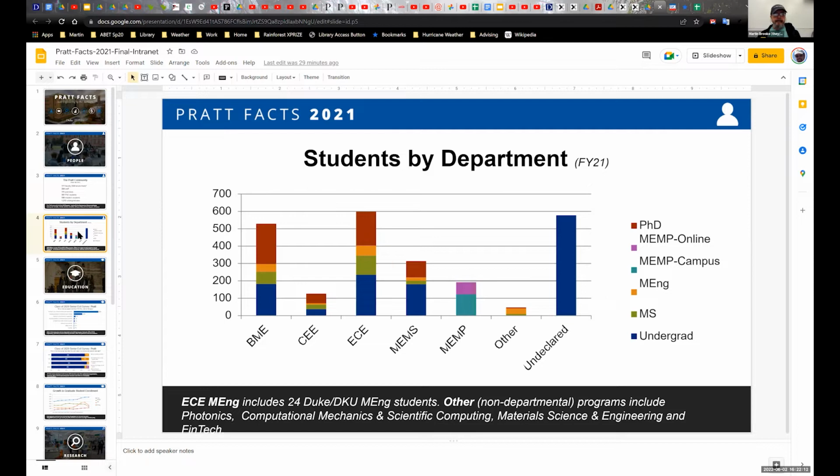The students by department, you can see my department, Electrical and Computer Engineering, is relatively large. BME, Biomedical Engineering, is the next largest department. Mechanical Engineering is next, and then Civil and Environmental. And this is a graduate program and master's for management.